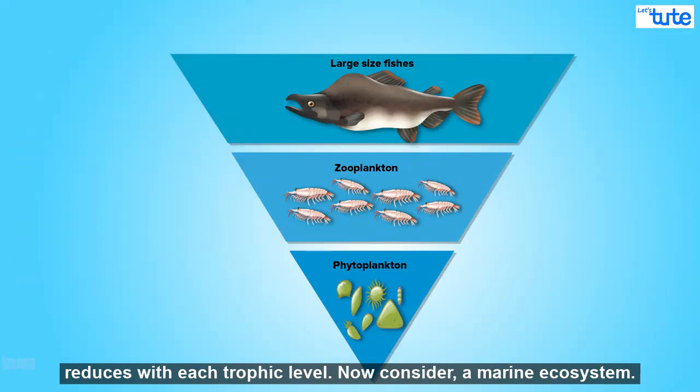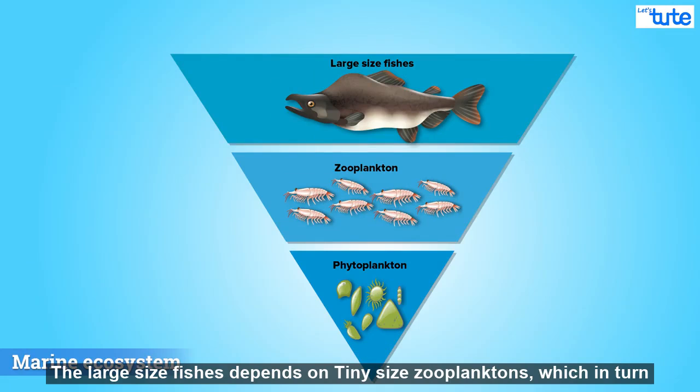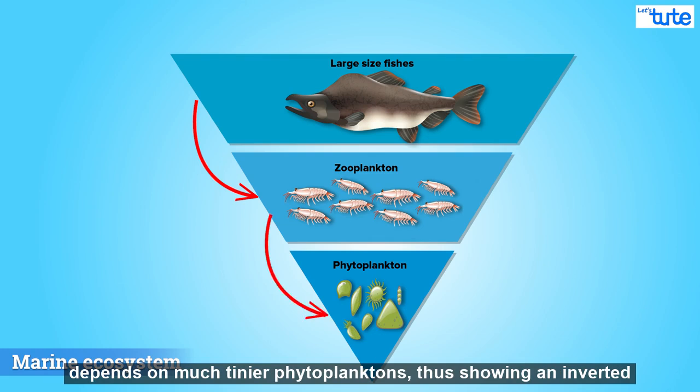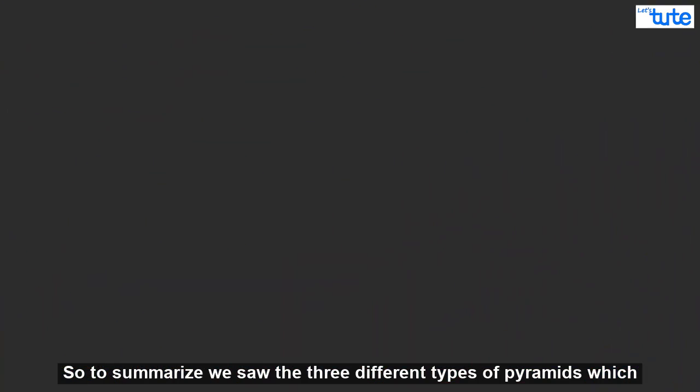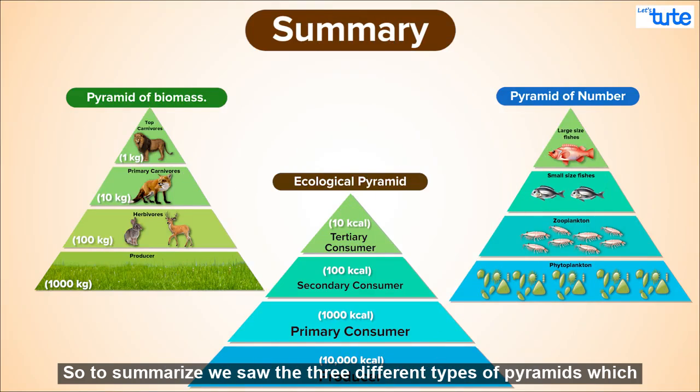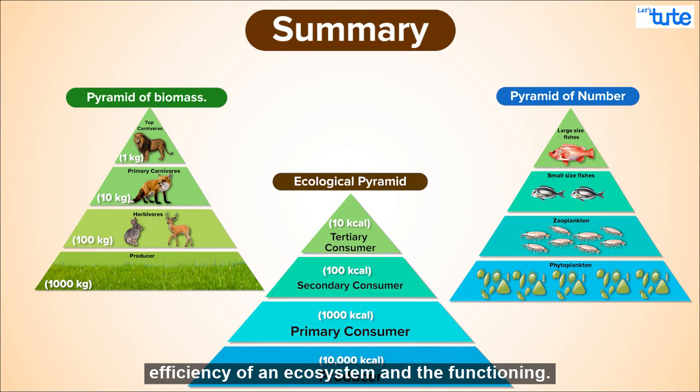Now consider a marine ecosystem. The large-sized fishes depend on tiny-sized zooplanktons, which in turn depend on much tinier phytoplanktons, thus showing an inverted pyramid of biomass. So to summarize, we saw the three different types of pyramids, which graphically represent the different trophic levels and also show the efficiency of an ecosystem and its functioning.